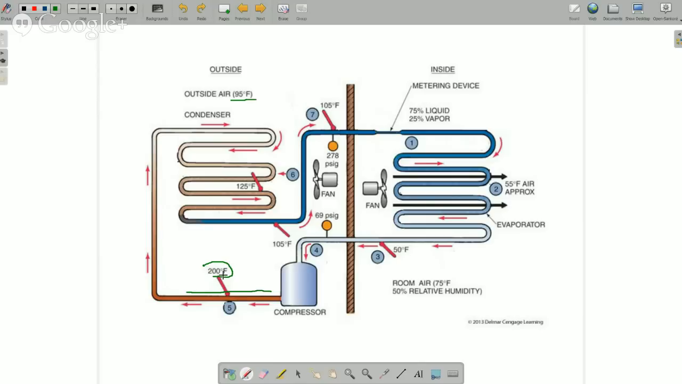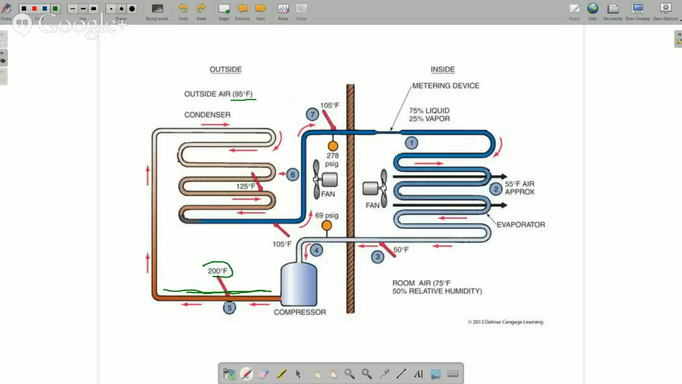So we know that those molecules in motion are going to travel from a substance that has more heat energy, which is the refrigerant, to the outside air, which has less heat energy at 95 degrees Fahrenheit. So we're de-superheating at this part of the refrigeration cycle. So the temperature is going from 200 degrees down to 195, to 190.